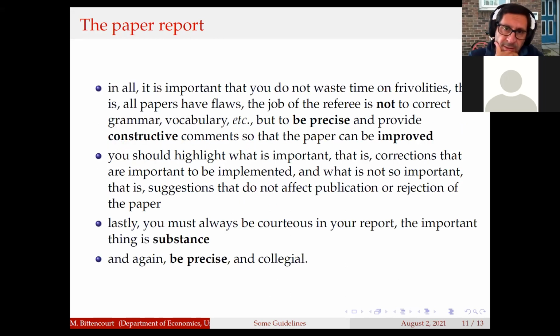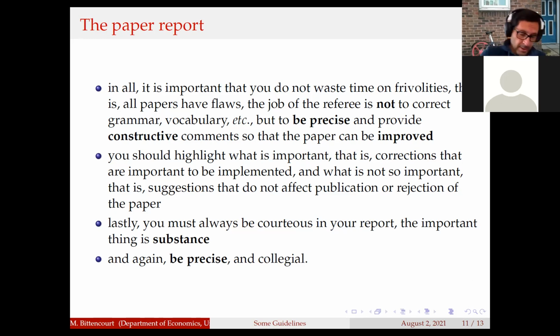You know, it's important that you do not waste time on frivolities. A lot of time is wasted on frivolities, right? That is, all papers have flaws. It's science. Papers have flaws. Maybe one paper now is good. We are going to see the second paper later today. We are going to see that the second paper is better than the first paper because it used more innovative data, more disaggregated data. The job of the referee is not grammar obsession.